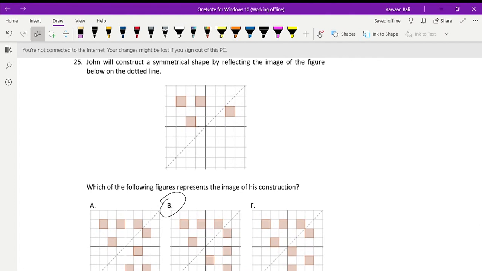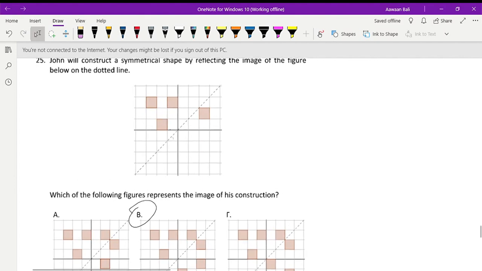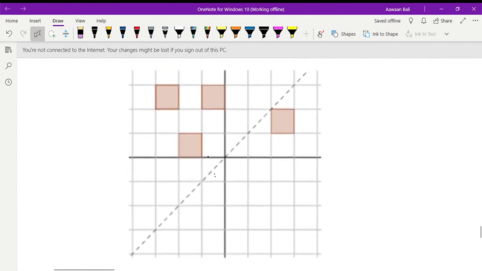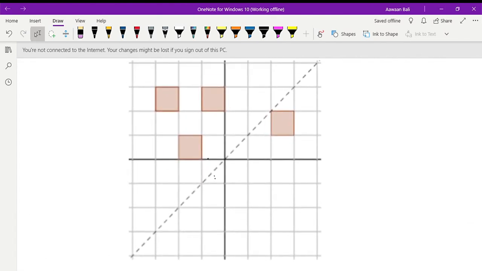John will construct a symmetrical shape by reflecting the image of the figure below on the dotted line. Which of the following figures represents the image of his construction? Okay, let's see. These just meet on the point, so we can say a square is here. Now, if we want to do the exact thing, we know there are squares in between, so we put a square here, and there is a square here, and there's just one, so we could say it goes at least here, and then the last one here.